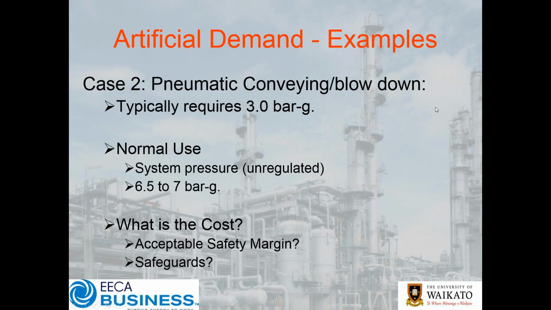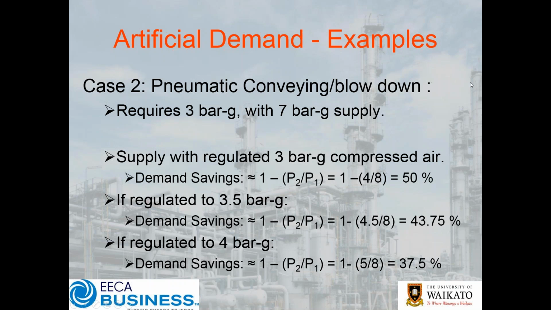Okay, so looking at a second example here, we have pneumatic conveying or blowdown. Now we might use, for argument's sake today, 3 bar. Now if we're supplying 6.5 or 7 bar, do we really need this much margin? What safeguards do we really need? So to just really highlight the farcical nature of this sort of solution, if you're using 7 bar when you can be using 3 bar, okay, our 3 becomes 4 bar absolute, our 7 bar becomes 8, and so our demand saving is literally 50%, or in other words, you're using twice as much air as you actually need to.